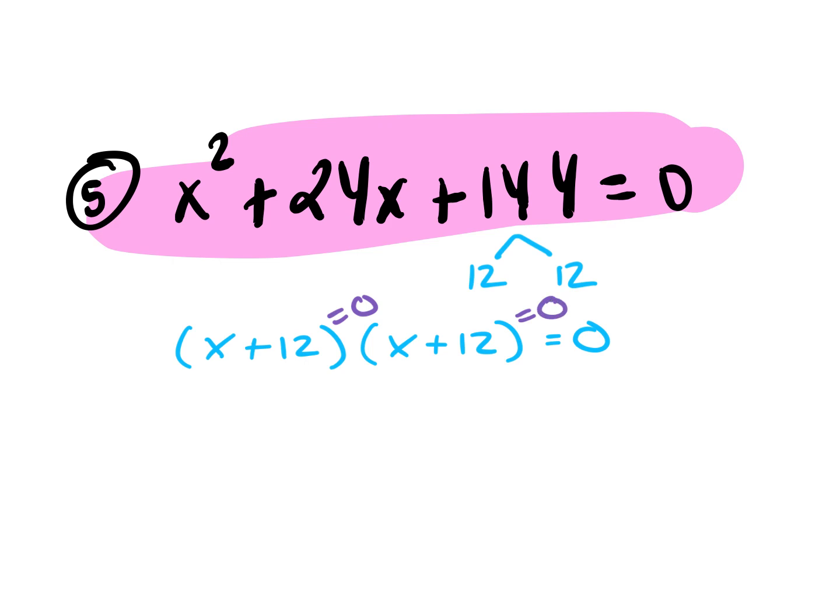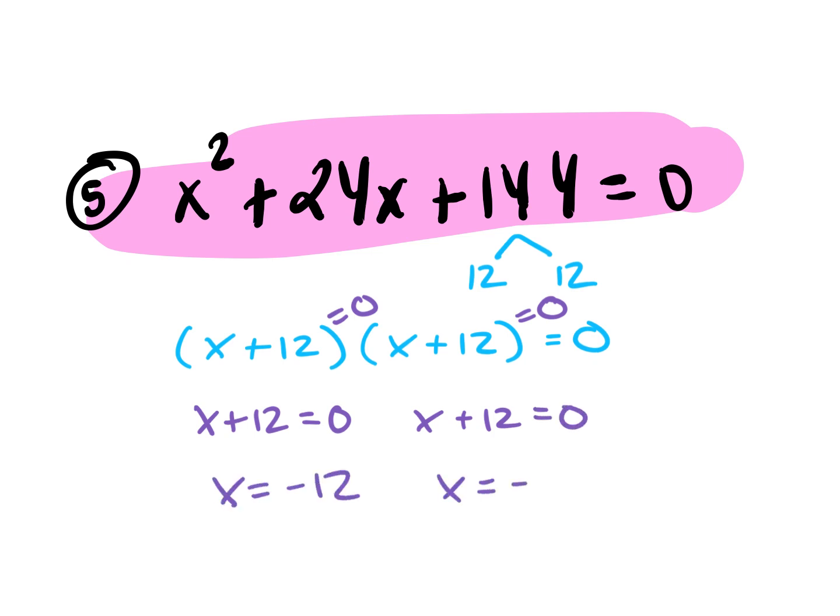Set them each equal to 0. So x plus 12 equals 0, x plus 12 equals 0. So x is equal to negative 12 and negative 12. So these are the same answer. You don't have to write it twice because it's the same thing. Those are our 2 solutions.